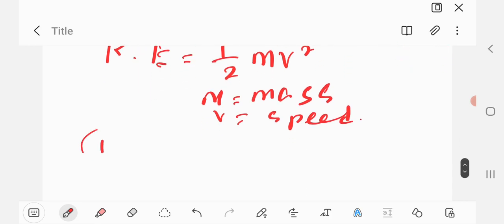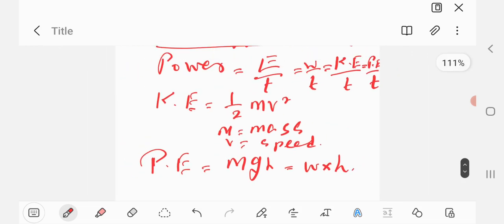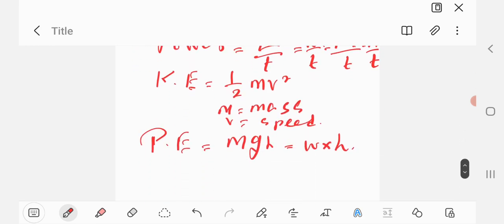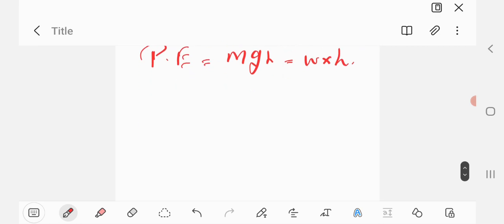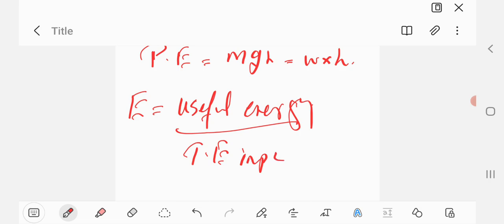Potential energy is energy stored in an object due to height, and it depends on the mass, gravitational strength, and the height, or weight times height as well. This is another formula. So you can find the potential energy, kinetic energy, power and the work done by using these formulas. The one thing you know very well is efficiency. Efficiency is also the useful energy output over the total energy input times 100.